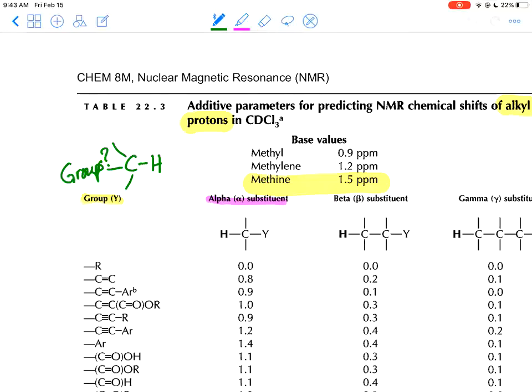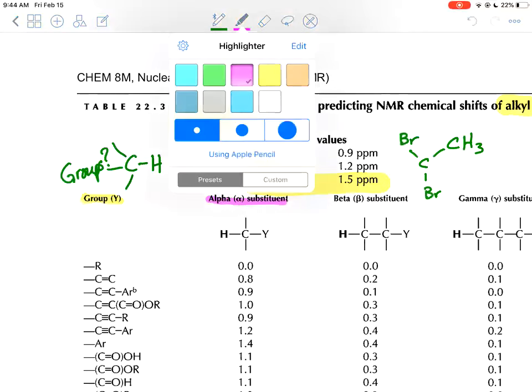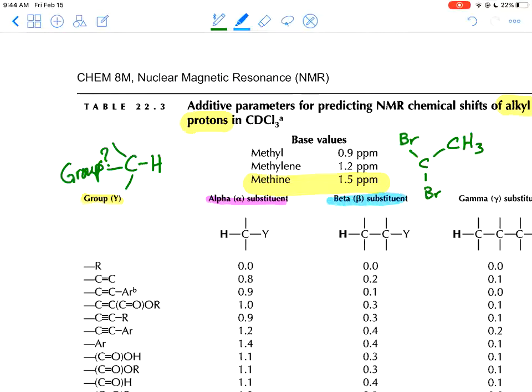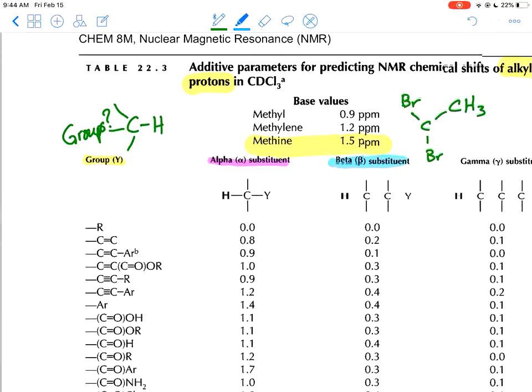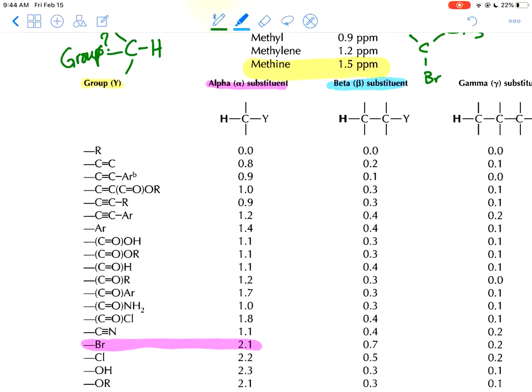And again, we have a CH3 group, and that CH3 group is 2 carbons away from those 2 bromines. So we're going to be, once again, looking for those values. But now we're going to be looking for the beta substituents. We go down until we find the bromine, and we can see that this value is 0.7. So we're going to be adding 0.7 twice because there's 2 of those bromines.